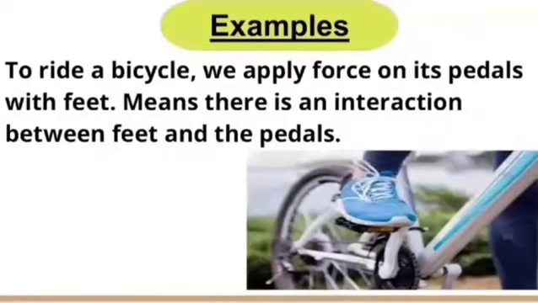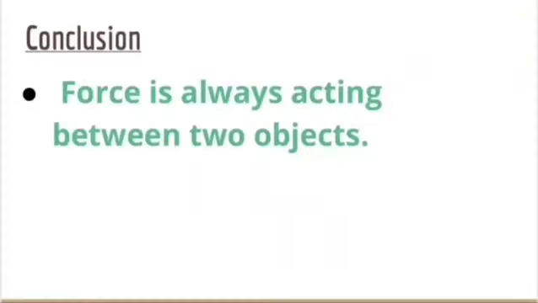For example, to ride a bicycle, we apply force on its pedals with our feet, right? It means there is an interaction between our feet and the pedals. So this example proves that the force is always acting between two objects. Like in this case, the force is acting between our feet and the pedal.